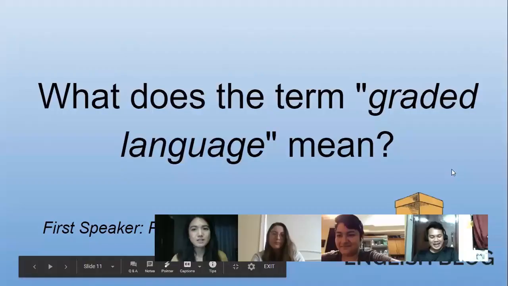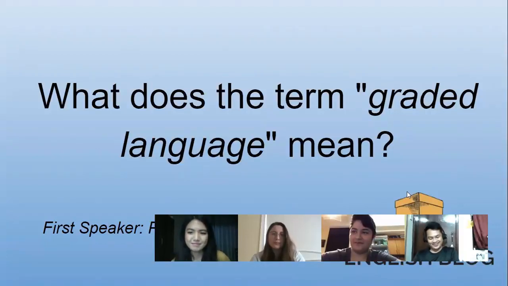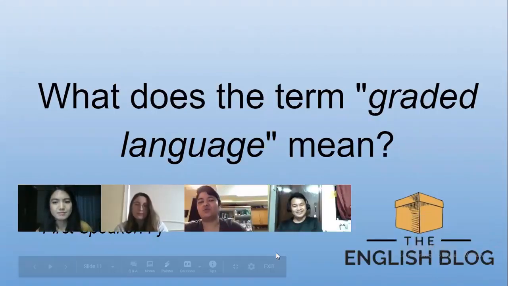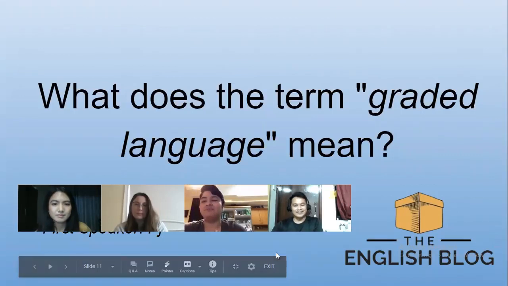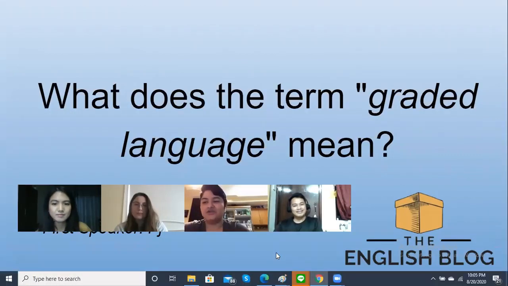All right, the next question is, what does the term graded language mean? So when you talk about language being graded, you're talking about using vocabulary and structures for the level of the student that you are teaching. That means that when you error correct, or when you try to elicit from the student, you're watching the structures that you use. So for example, for a complete beginner, you would use only simple present sentences to communicate instructions and to give feedback.